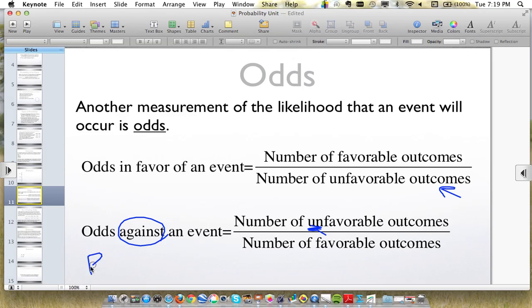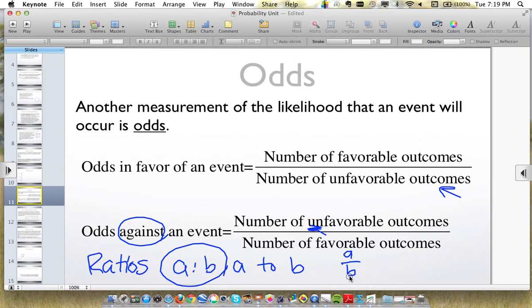Odds are ratios. So very similar to a fraction in properties, but they are technically ratios, the numerator compared to the denominator. So we write our answer as a ratio. The most common way of writing it is using the colon, so the ratio of A to B, but you can also see it written as A to B or in fraction form. But if you see a word problem that has the odds given to you, you'll most likely see it using the colon or using the words A to B. So just be on the lookout for that.